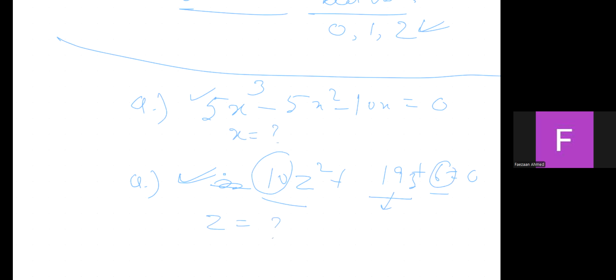5x cubed minus 5x squared minus 10x equals 0. I'll give you a hint. Convert this into a quadratic first. Currently, it's not a quadratic. So maybe you can think of taking x, cancelling x, and you may get a quadratic. The quadratic will become x squared minus x minus 2 equals 0. You have to convert them into this form by cancelling 5x from all the three terms.